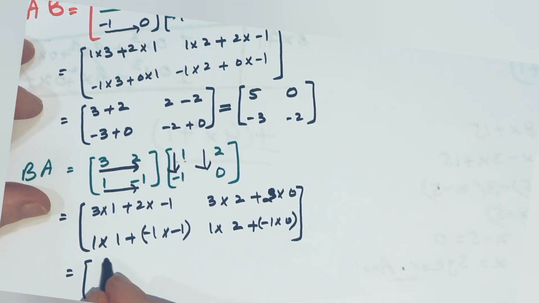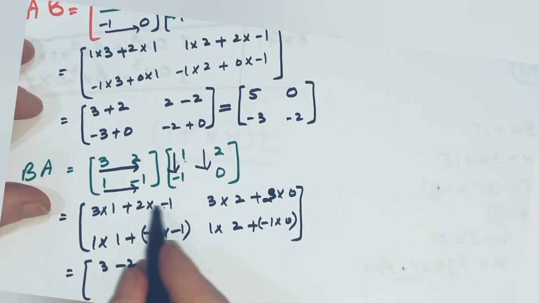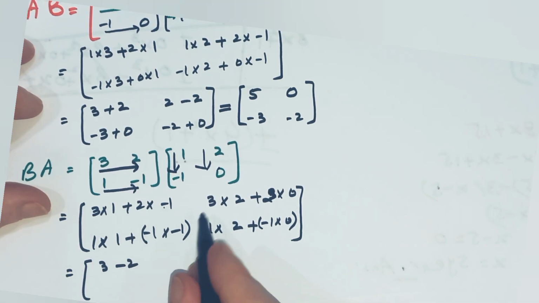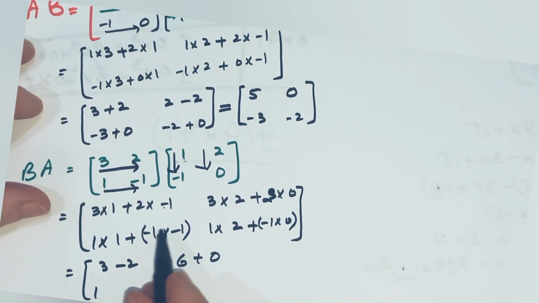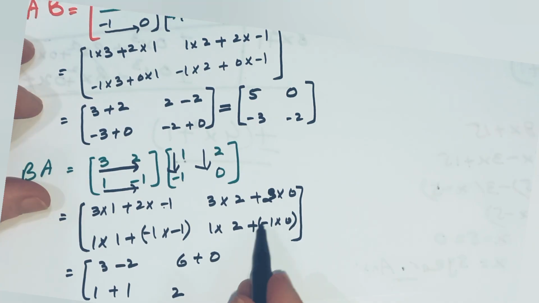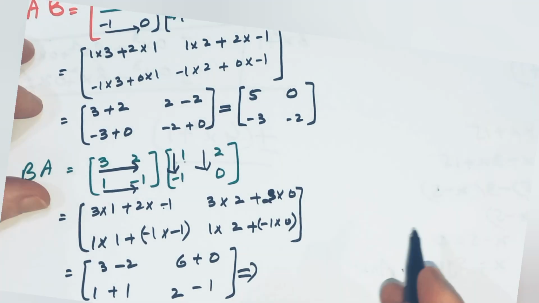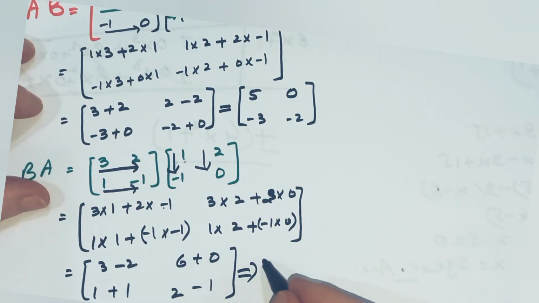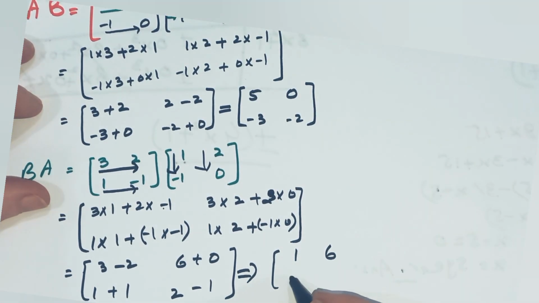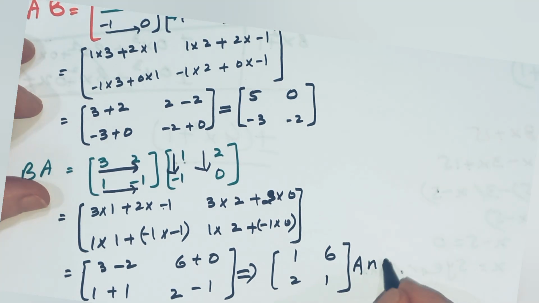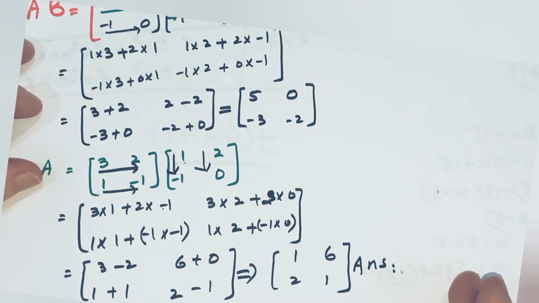Okay. 3 minus 2, plus minus 2 multiplied by 1, 3 2s are 6 and 0. 1 minus minus, so write plus. 2 ones are 2. This one also minus, given that nothing has any effect on the multiplication. 3 minus 2 is 1, so the answer is 1, 6, 2, 1. This is the answer of our question.